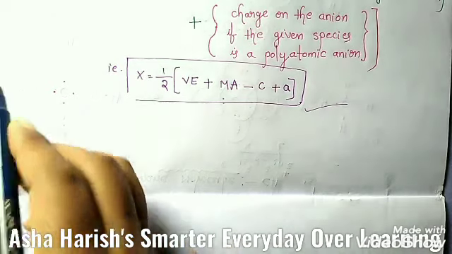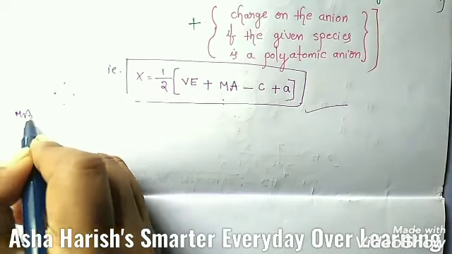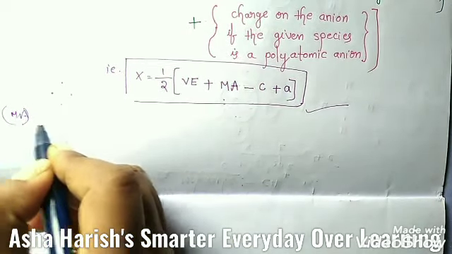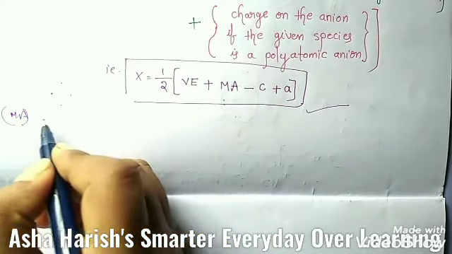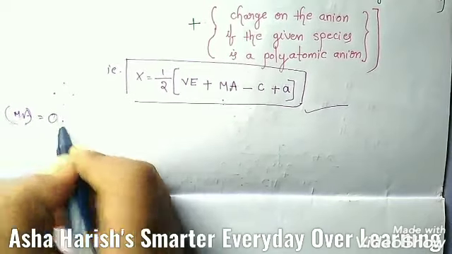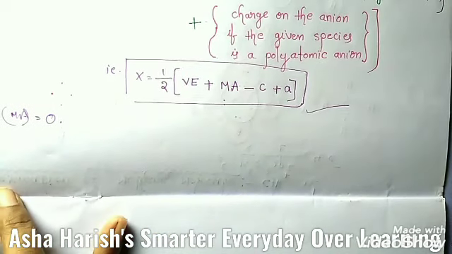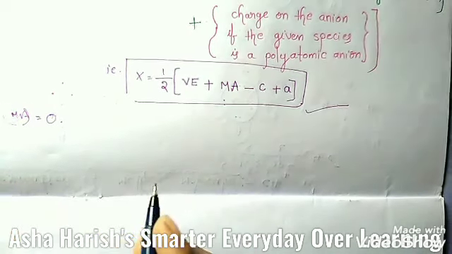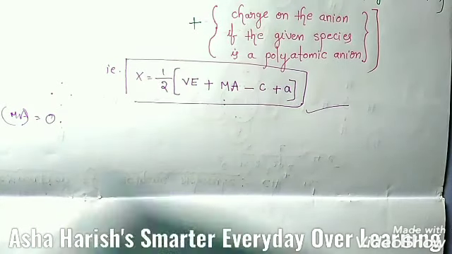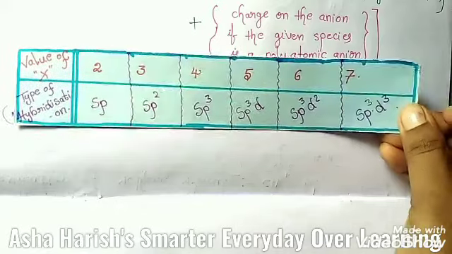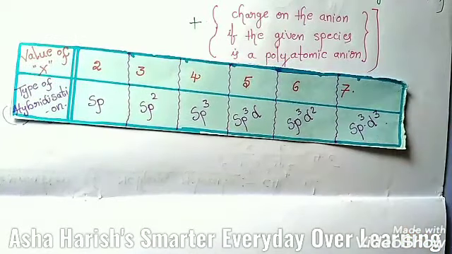Only monovalent atoms or groups are to be considered here in MA. For divalent atoms, MA is equal to 0. Okay, for divalent atoms, MA is equal to 0. Suppose, students, x is equal to 2. X is equal to 2, it means 2 hybrid orbitals are to be formed.